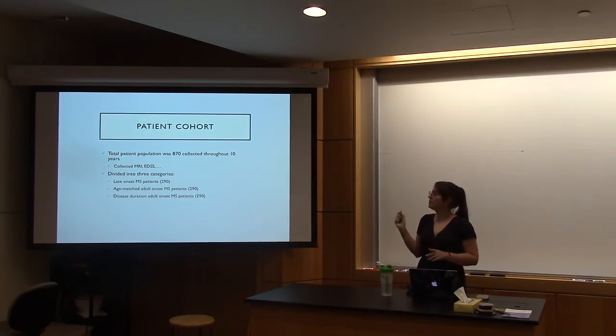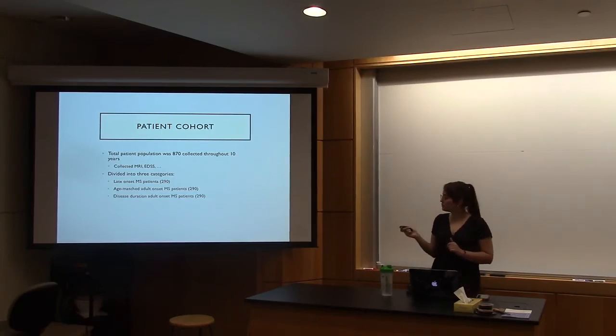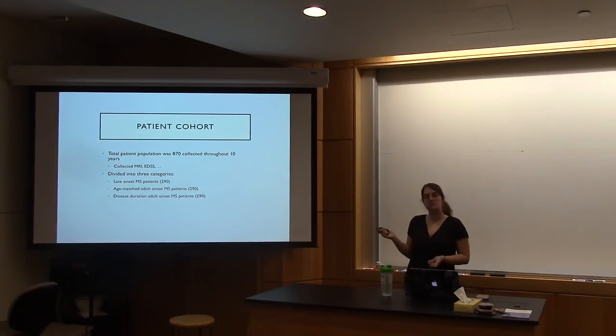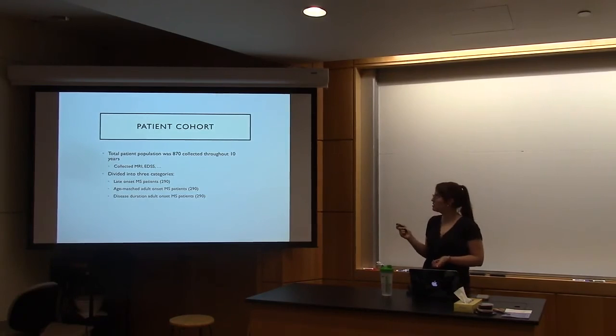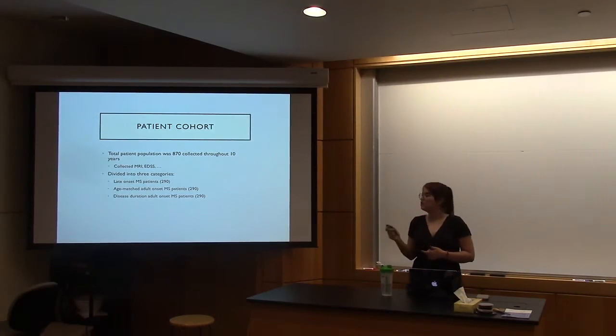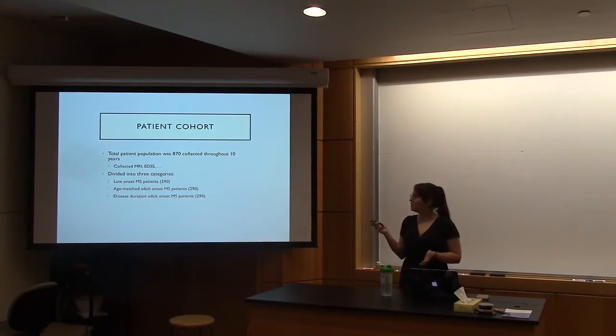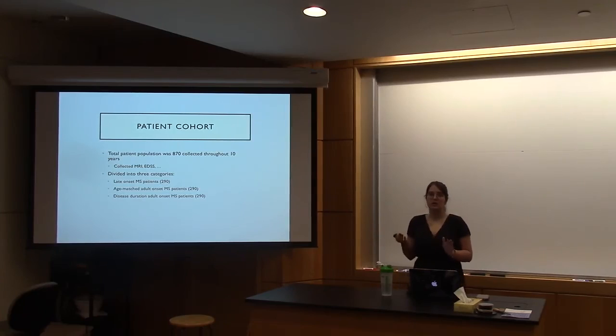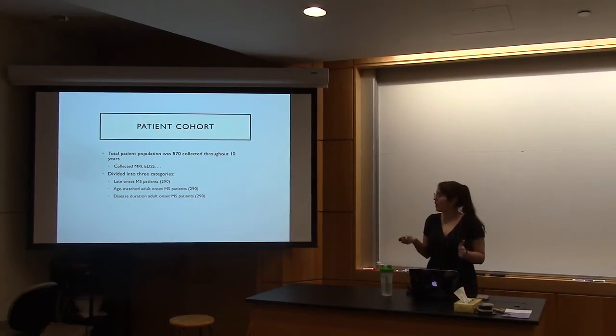And then we had another category where we took adult onset MS patients who had the same disease duration as the late onset MS patients, and we matched them all together as well. So now we had 870 different patients, and we wanted to see basically how will they change over time? How will the central brain atrophy change over time?